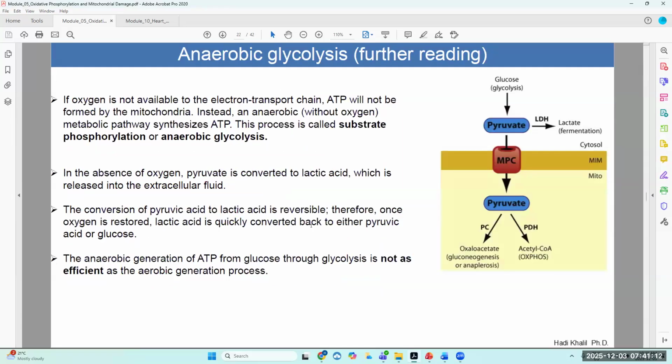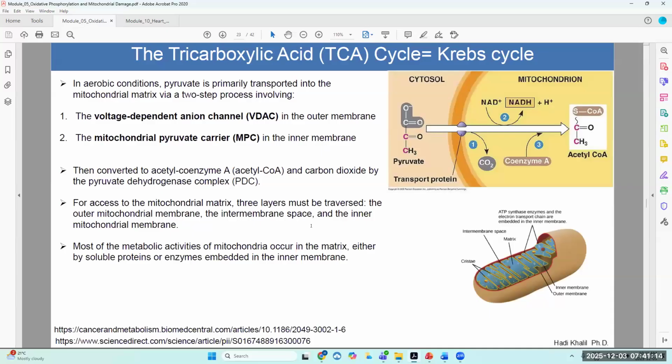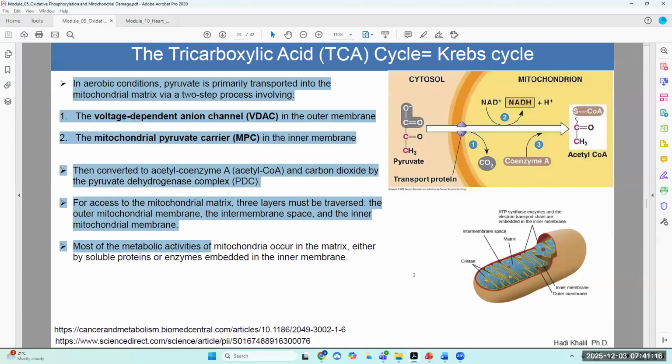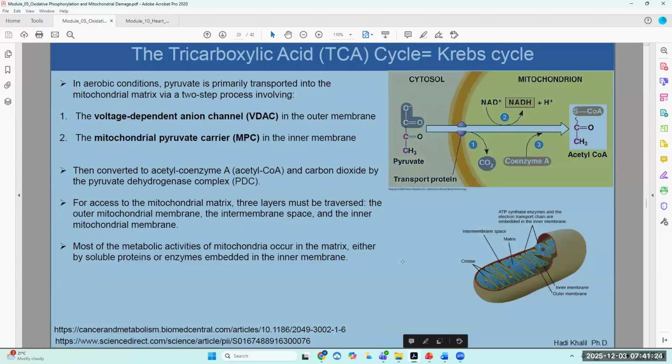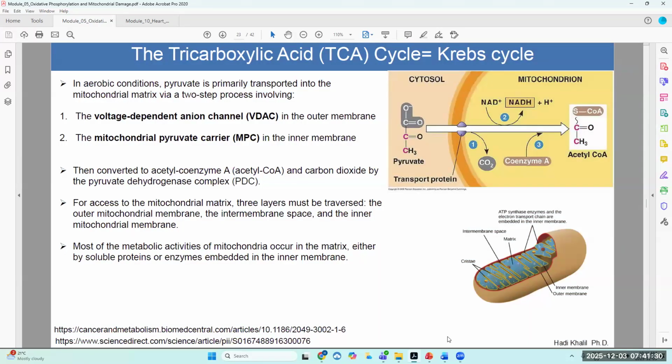In the previous class, I asked you a question about this: how do pyruvates get into the mitochondria? Well, all those are valid questions, and don't be surprised if I ask the same question again during the exam, exactly as we did in the midterm.